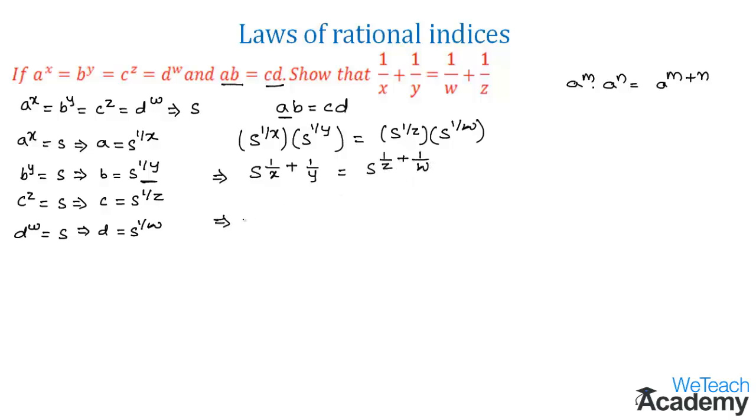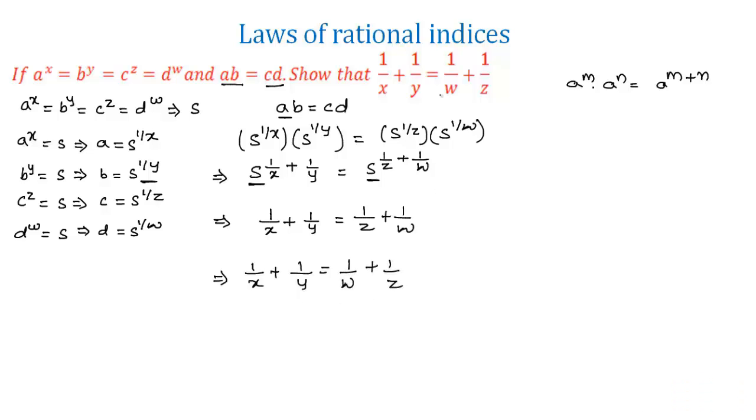Observe that the bases are equal on both sides of the equation. So by equating the powers, we get 1 by x plus 1 by y is equal to 1 by z plus 1 by w. This in turn we can write as 1 by x plus 1 by y is equal to 1 by w plus 1 by z, which is nothing but the required condition. Hence we prove the given condition.